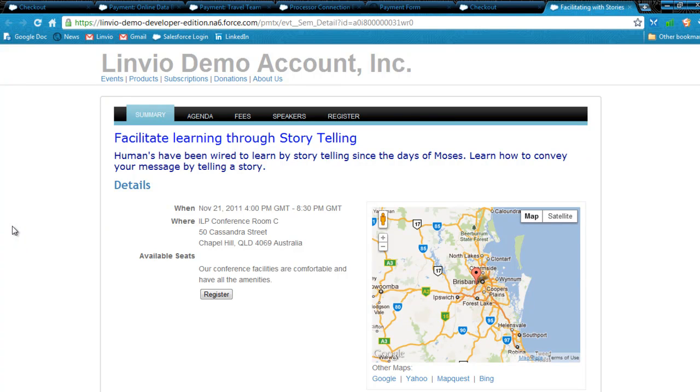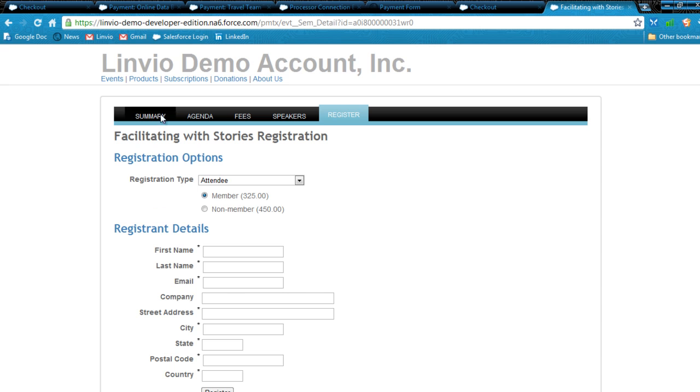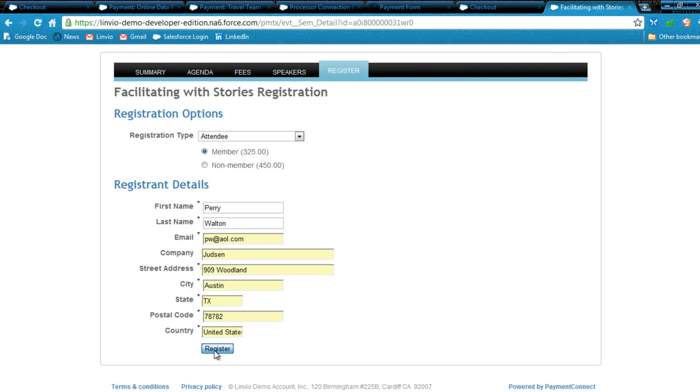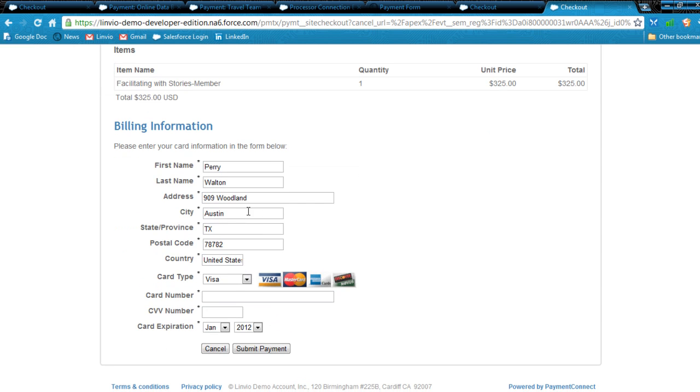In terms of how to use this with a site's workflow, in this particular example, we'll register for a seminar, facilitating learning through storytelling. When I register for the event, I'm on the Force.com platform, a Visualforce page, being asked to enter my credentials. And in this moment, Salesforce is going to insert the data into my Salesforce database, and now it's landed me on my checkout page where it's asking me for the $325.